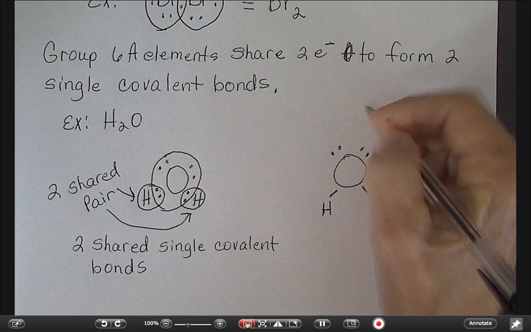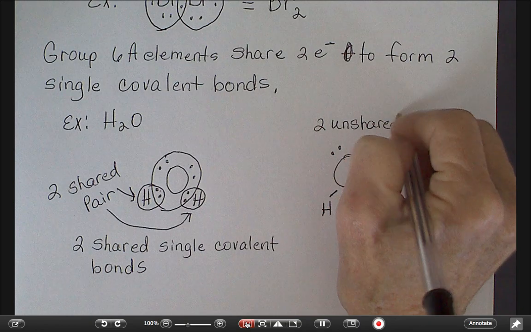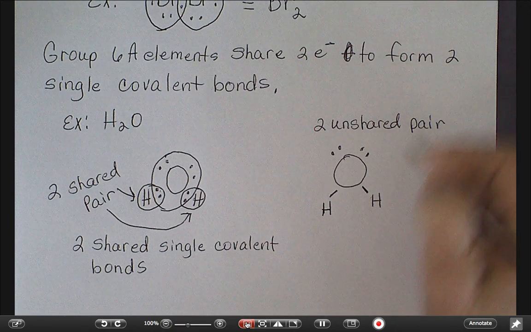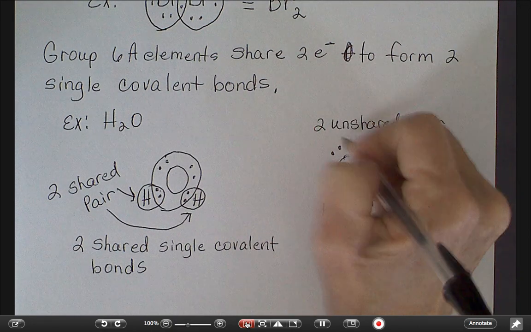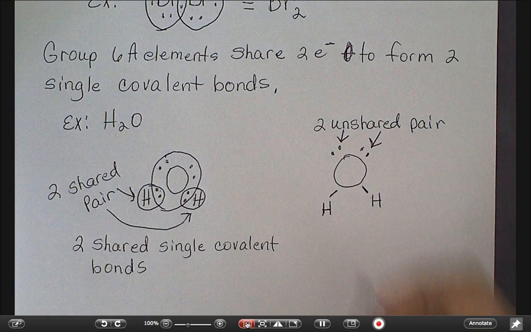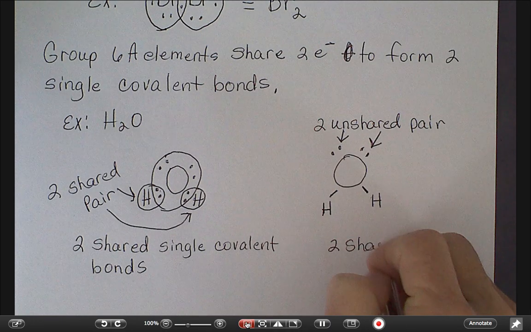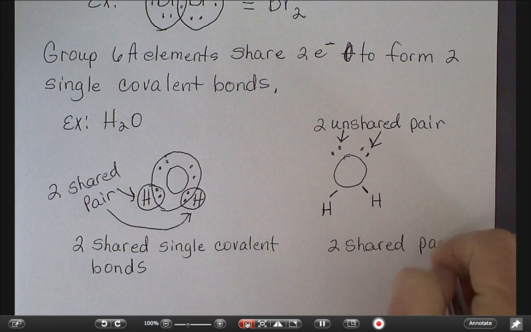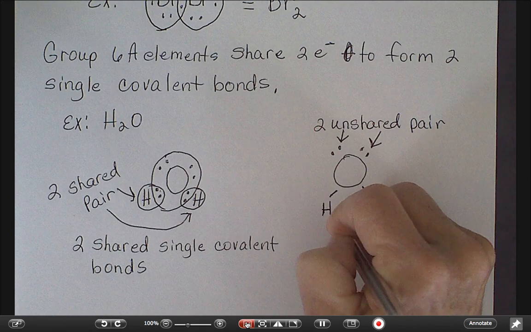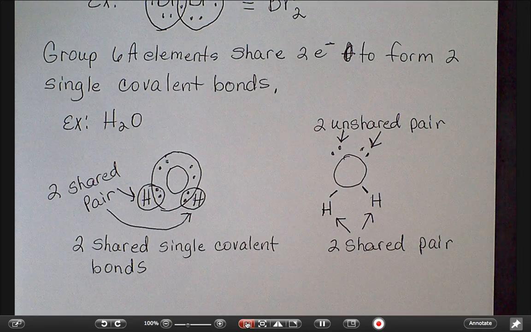Now what we have here is 2 unshared pair at the top. And this is going to come into play later. 1, 2. And 2 shared pair down at the bottom. 1, 2. Questions?